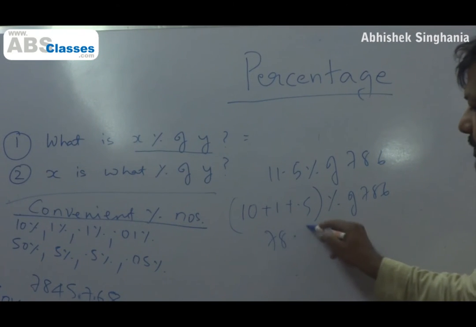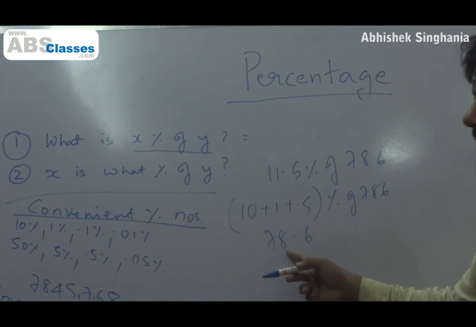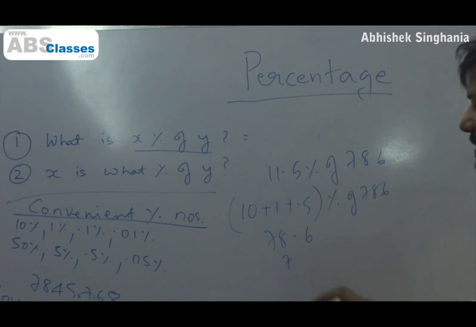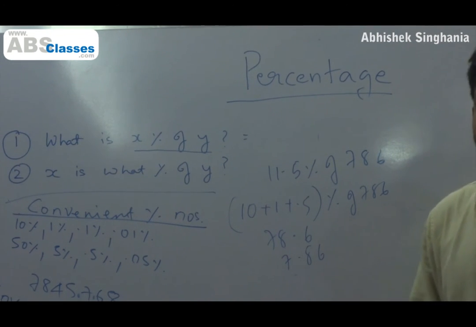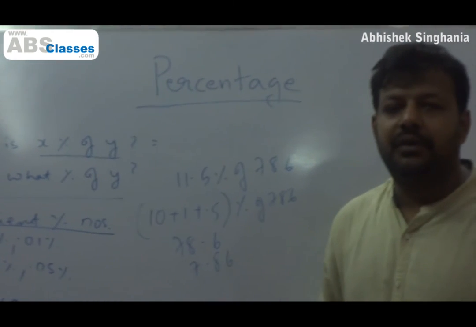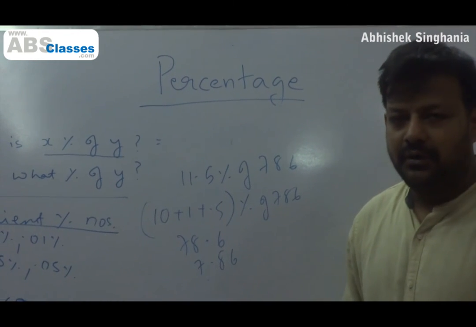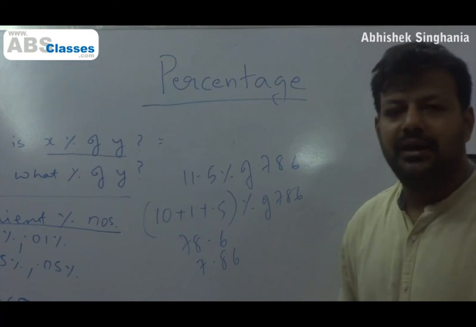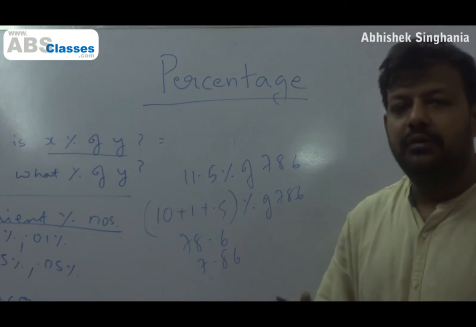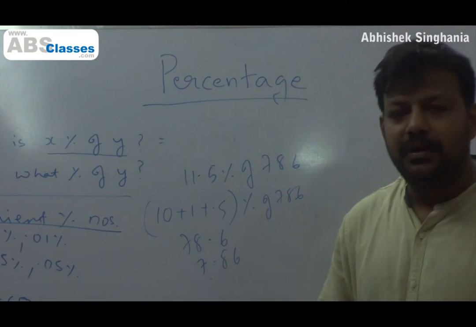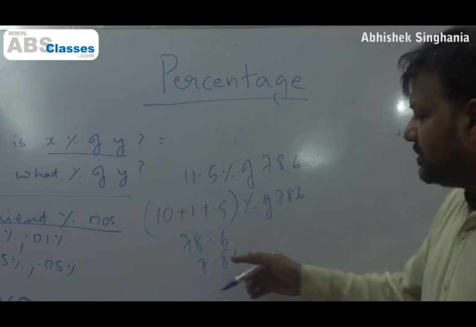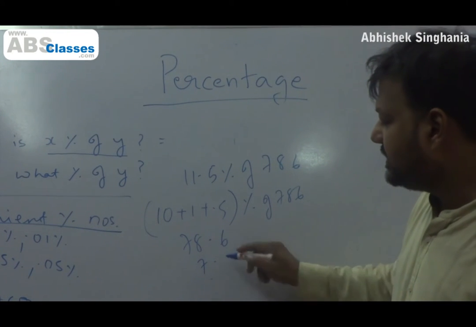10% is 78.6. 1% is the same as 10%, except the decimal point one place to the left. So 7.86. And remember one thing, as far as CAT is concerned, we rarely if ever go to 2 places after decimal. 2 places after decimal is not to be done in CAT at all. Most of the time you don't even need to do 1 place after decimal, but 2 places after decimal is a strict no-no. So 7.86 can be roughly taken as say 7.9.